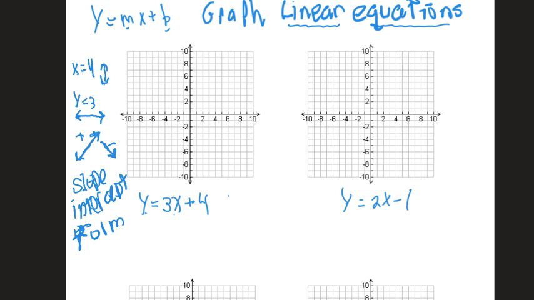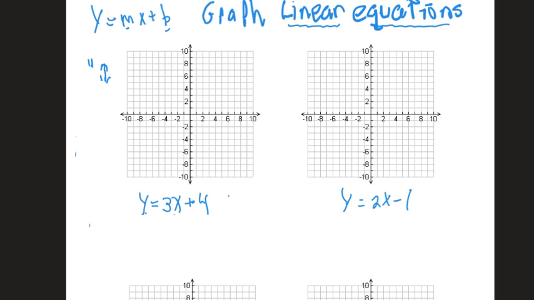All right, so let's take a look at this one. Let me erase this stuff a little bit, get it out of here. Looking at the first equation here, the slope is 3, which you could think about like a fraction, 3 over 1, and the y-intercept is 4. Y-intercept is 4 means it crosses the y-line at 4, which is right here on the y-axis.